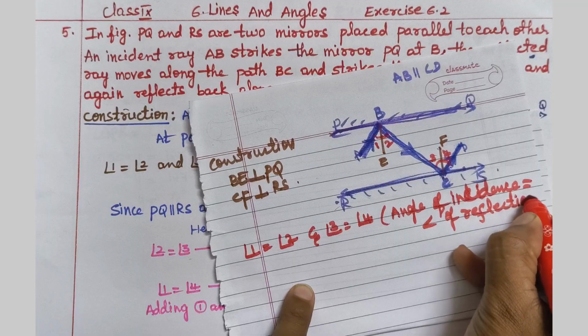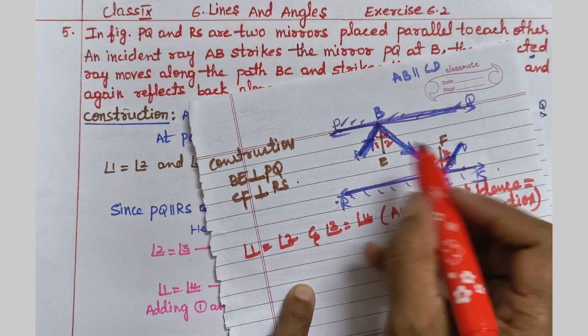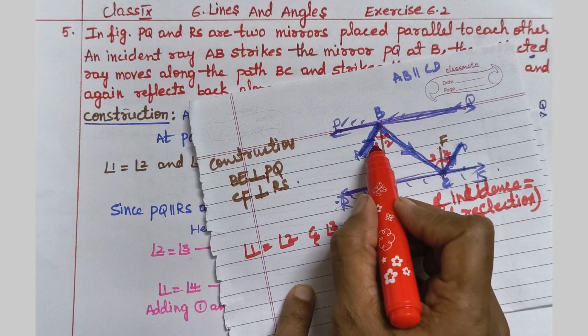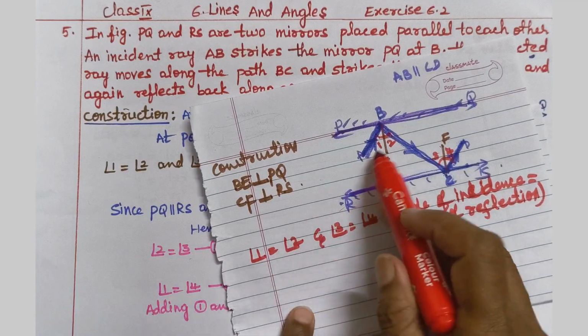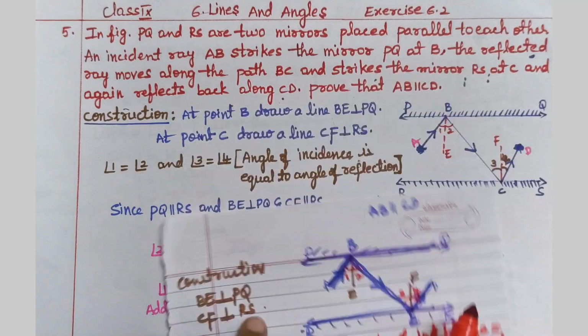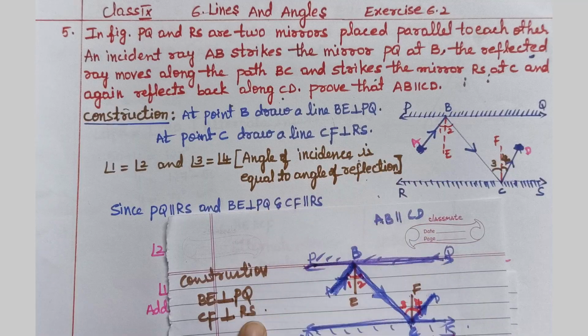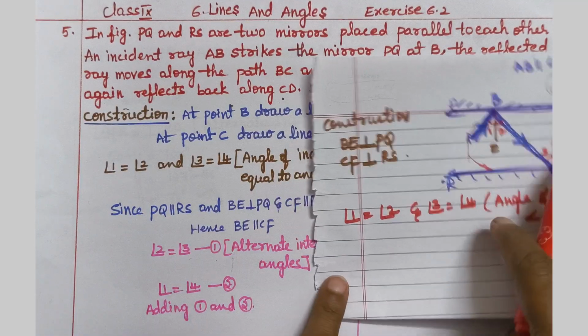Okay, what does this mean? See here, angle 1 equal to angle 2, angle 3 is equal to angle 4. This is the incidence, this is the reflection. Incidence, reflection, incidence, reflection. So angle 1 equal to angle 2, angle 3 is equal to angle 4. You can write the reason: angle of incidence is equal to angle of reflection. You can write it. Try to understand this point.